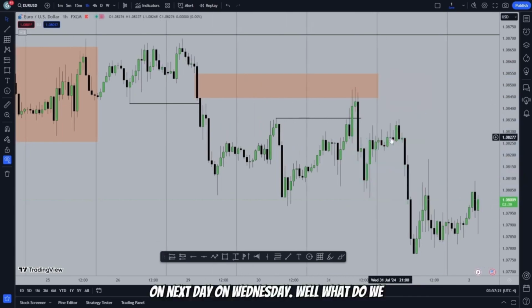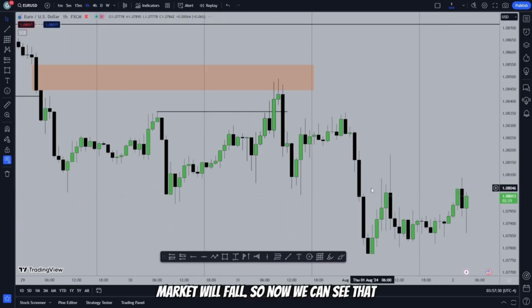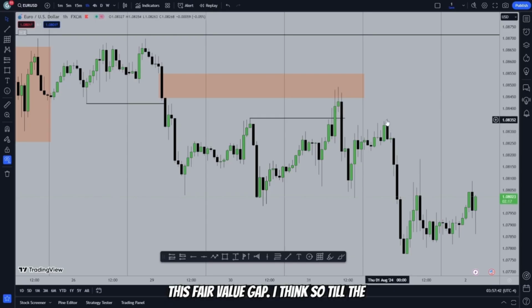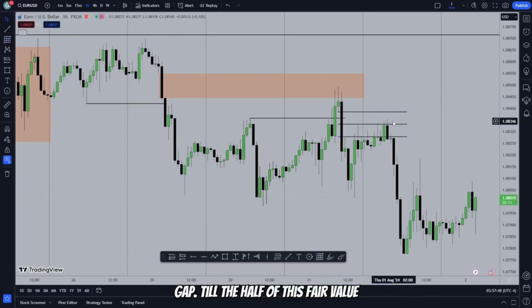So now on the next day, on Wednesday, we're looking for another sell because we know on the daily time frame the market will fall, okay? So now we can see that price has taken the buy side liquidity right over here, and there's a fair value gap. Now this is a fair value gap. Why? Because price has taken the liquidity over here. This is not imbalance. This is a fair value gap. So price went up into this fair value gap, till the half of this fair value gap. It reached till over there. You can take a sell over there.